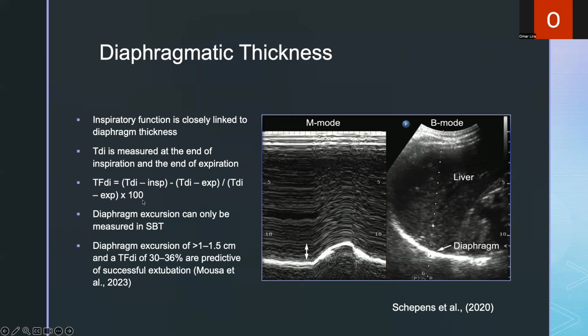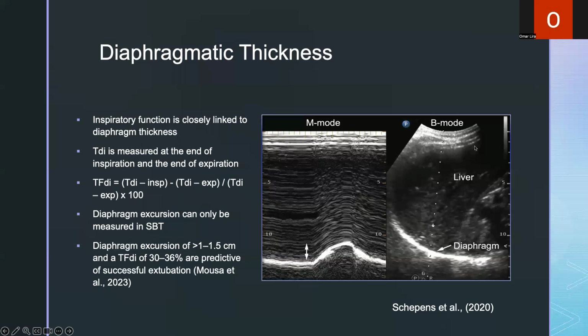Lung ultrasound can be used to assess changes in the diaphragm thickness as it contracts. This can aid in predicting extubation success or failure. Diaphragmatic excursion can only be used during a spontaneous breathing trial as another unit of measurement for diaphragmatic weakness. Studies have shown that diaphragmatic excursion of 1 to 1.5 centimeters and a diaphragmatic thickness fraction of 30 to 36% are predictive values for successful extubation.